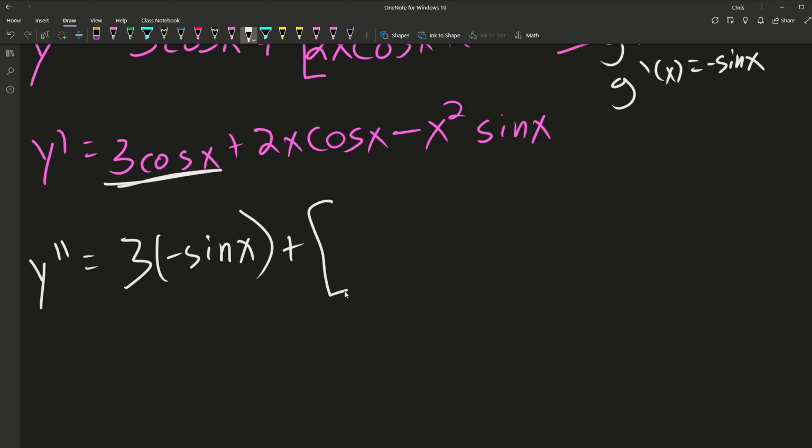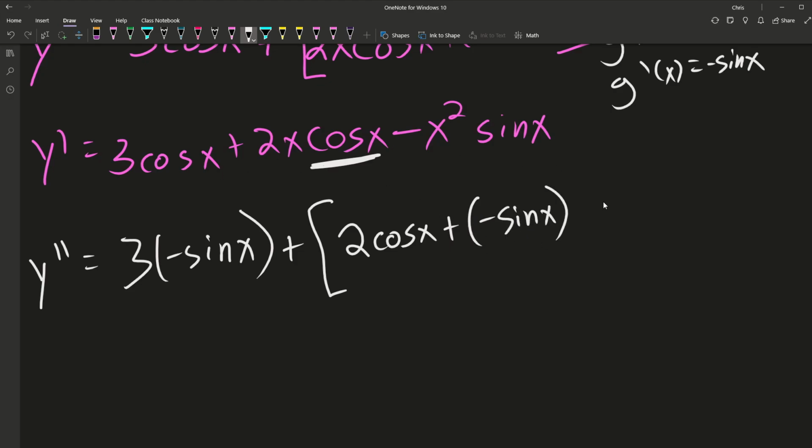Plus, derivative of the first here is the derivative of 2x. The derivative of 2x is 2 times cosine x plus the derivative of cosine x is negative sine x times 2x.